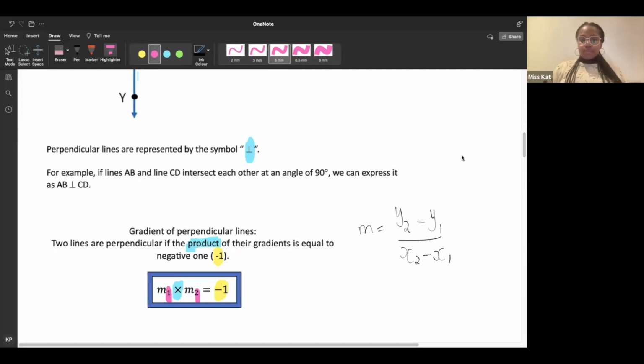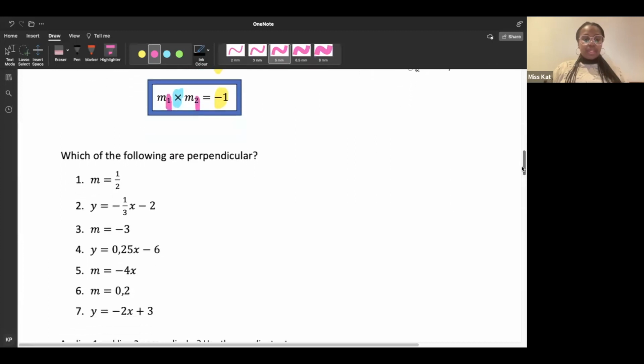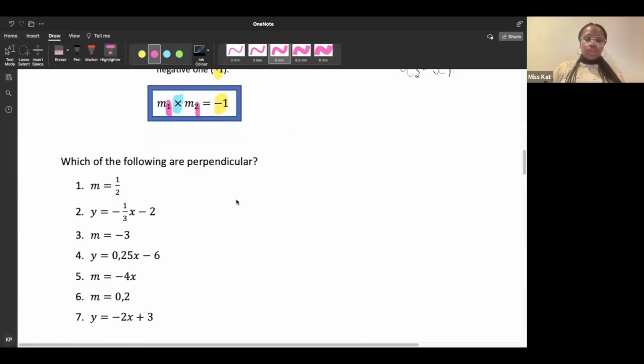So now I am here, and I'm asking you, which of the following are perpendicular? Remember, we first need to find out which one is the gradient in a formula. You guys are getting confused because you're looking at the whole sum. Number 1 has given you the formula. It says the gradient is 1/2. So we know the gradient for number 1.